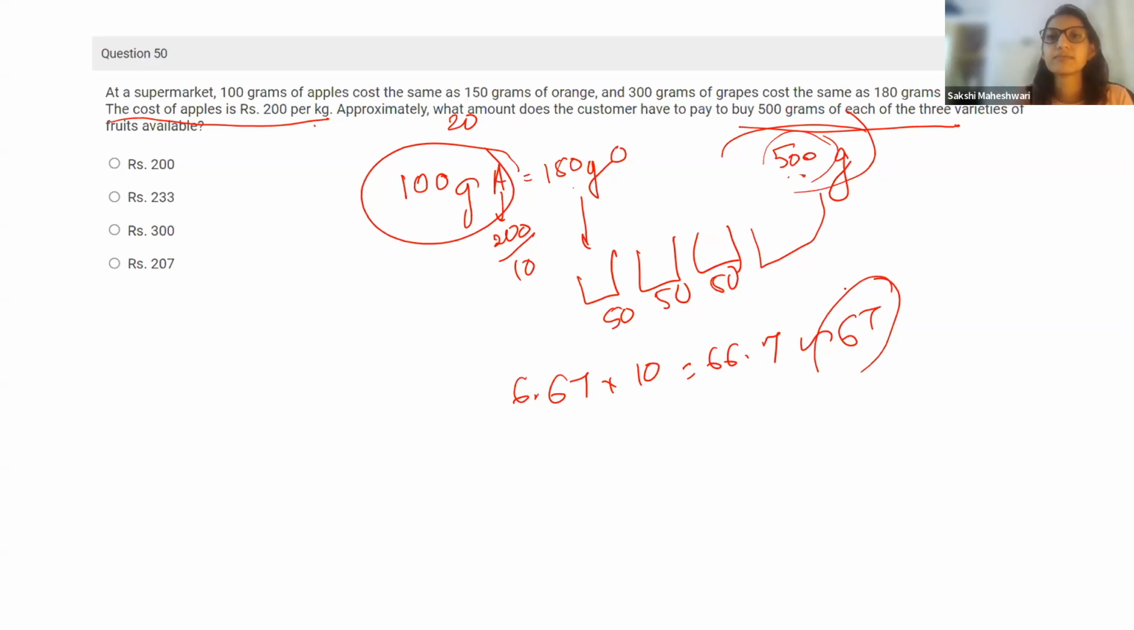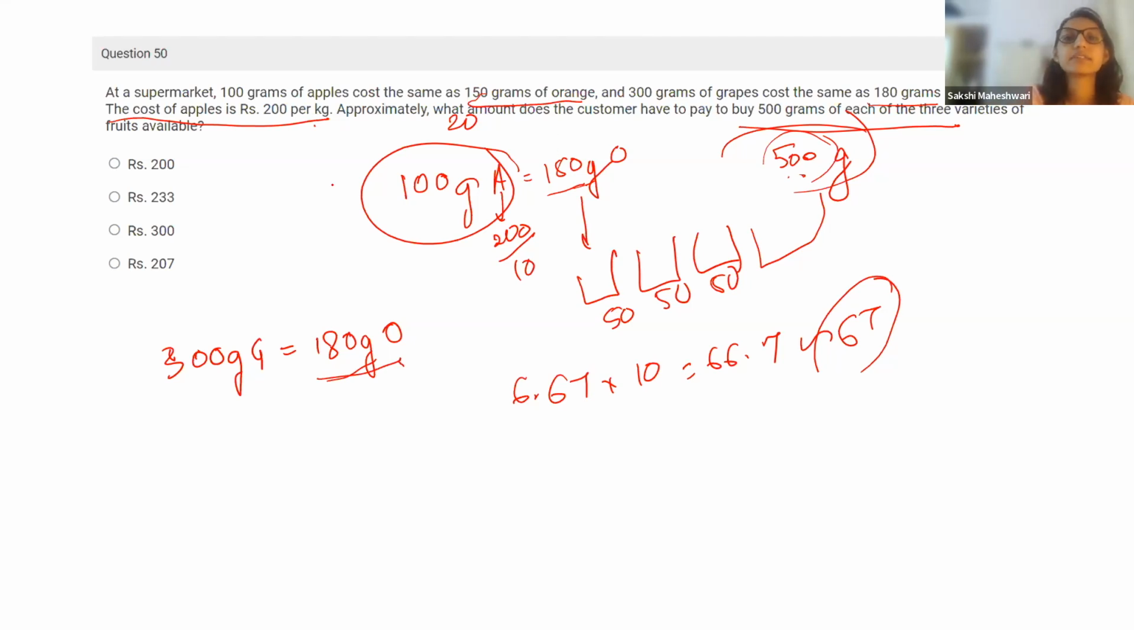That's how you can do. Now next, it's given that 300 grams of grapes cost you the same as 180 grams of oranges. So from 150, we need to extrapolate it to 180 grams of oranges. What is the common divisor you can think of? 30, right? 30 is the common divisor.